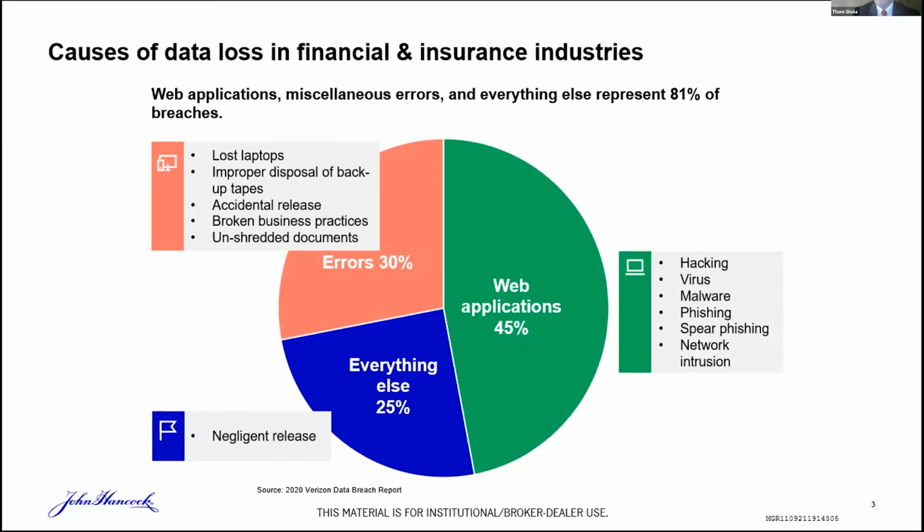Loss of laptops, improper disposal of backup tapes, people who accidentally make an error and release something, broken business practices, and really unshredded documents and things like that are 30% of the errors. Everything else they kind of lump into this 25%, and it's just being negligent, basically. But as Tom mentioned earlier, look at the web applications. 45% has to do with hacking, viruses, malware, phishing. And to Tom's point, CEOs of the companies are now being held accountable for this. It's no longer the contact center rep. It's no longer the analyst. It's got to be that message from the top.